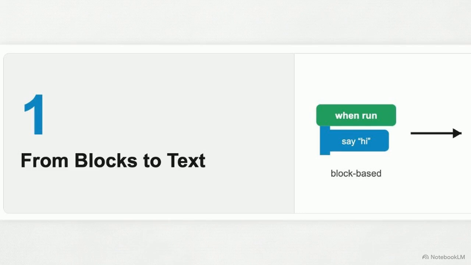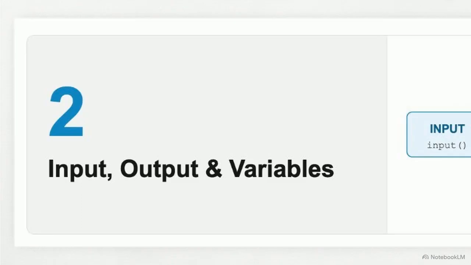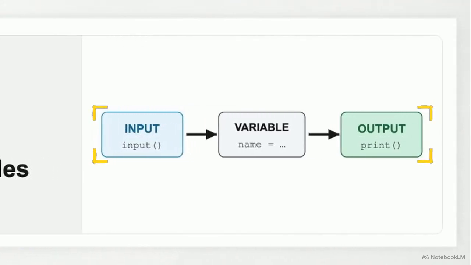This diagram shows the leap you are making today. We are leaving the colorful drag-and-drop blocks of Scratch behind and stepping into writing real text-based Python code. Every text-based program you write relies on one foundational cycle, shown here in this pipeline. You take data in, store it in a variable, and output an answer.